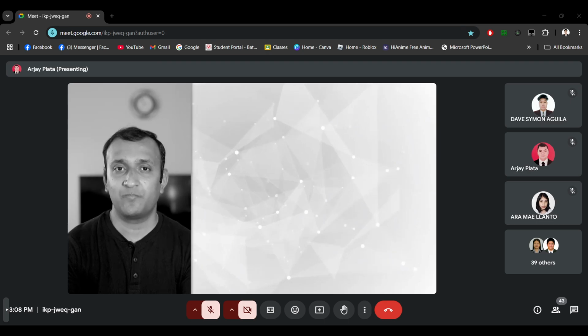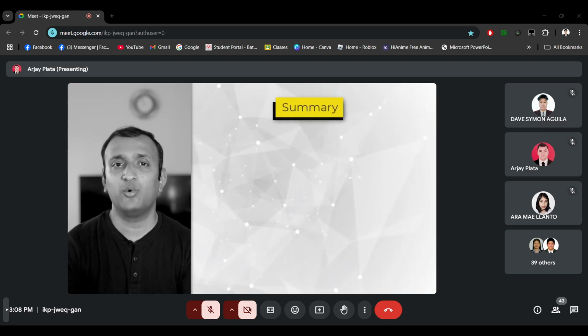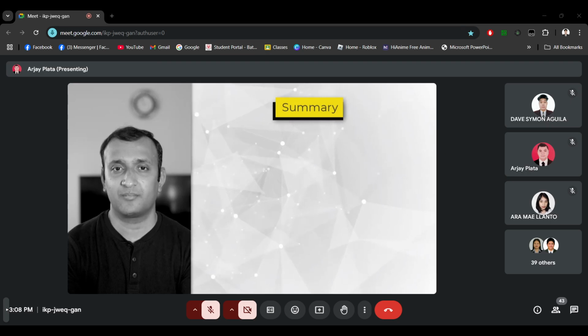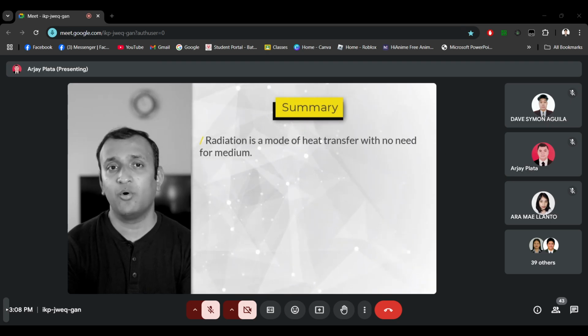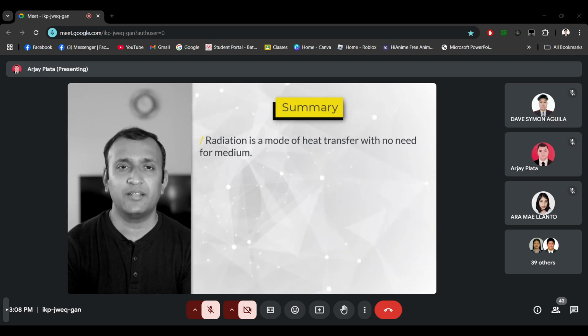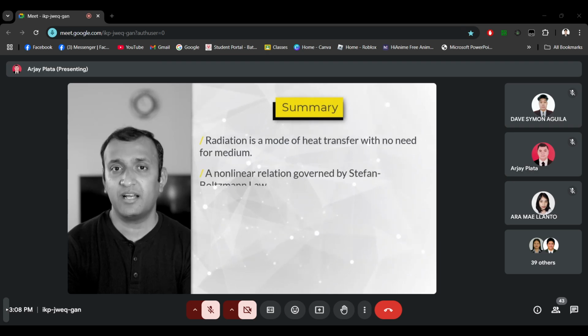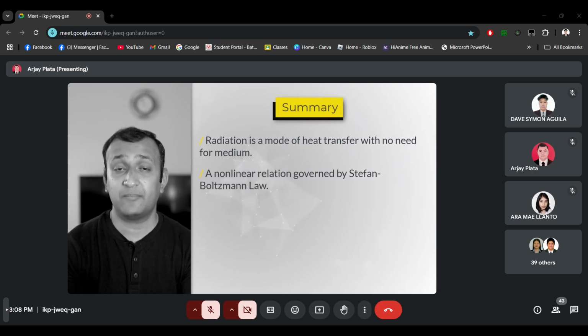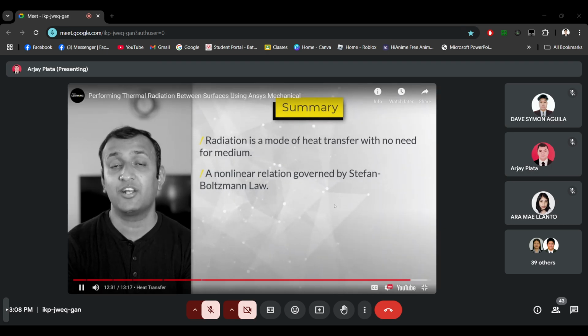This concludes the demo. Now, let's summarize a few important points. Radiation is a mode of heat transfer where there's no need for a medium between the bodies. It is governed by Stefan Boltzmann law, which is a fourth order relation between heat transfer and absolute temperatures of the surfaces. Therefore, it's a nonlinear analysis.